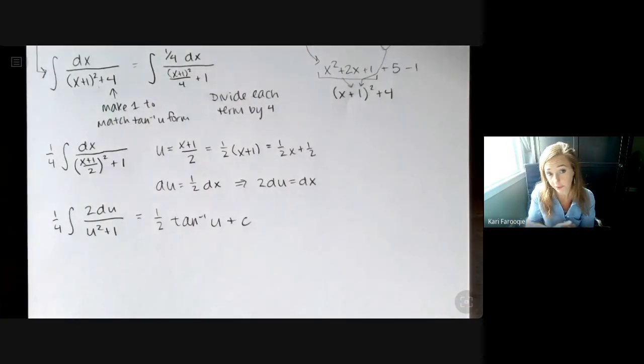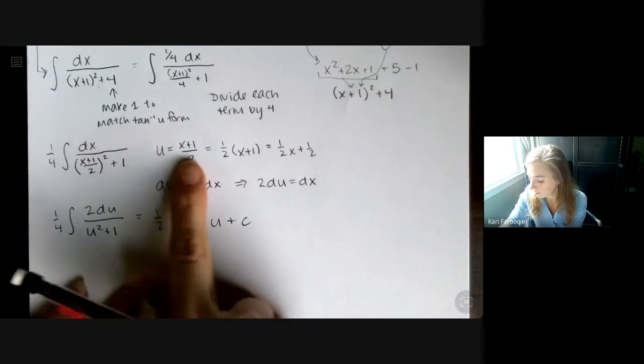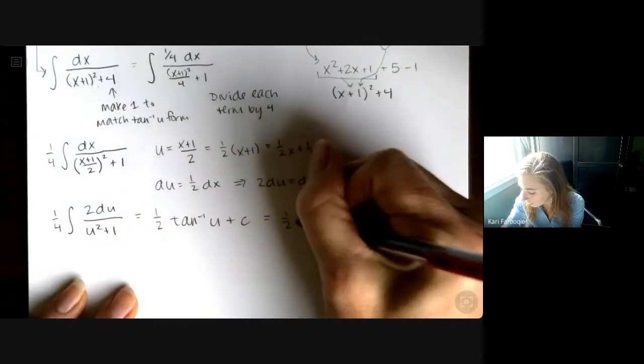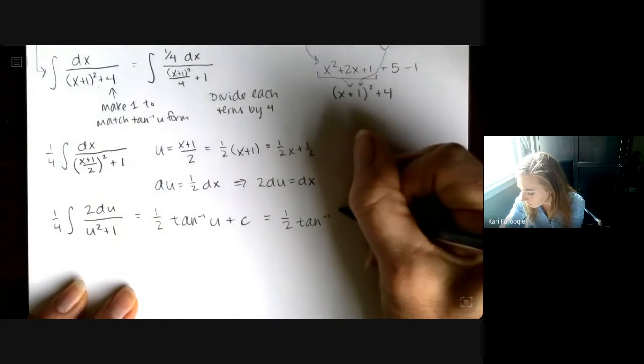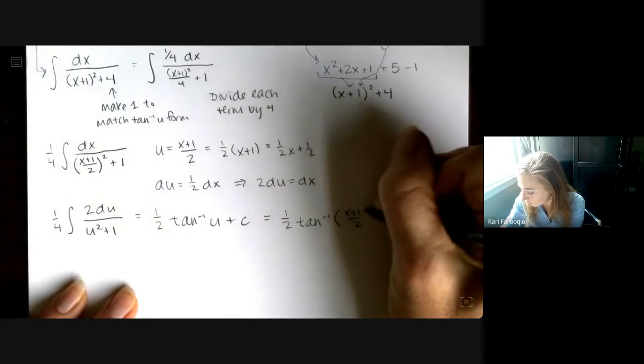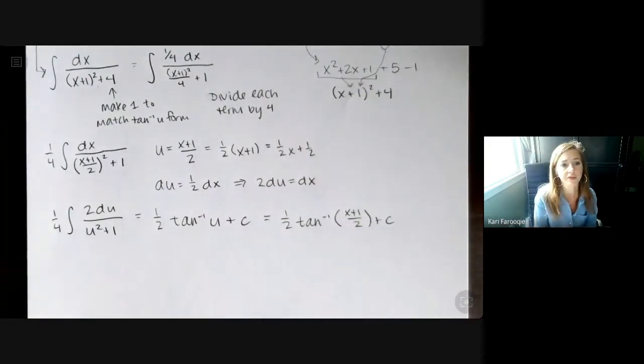And then go ahead and back substitute for x. So you can say now that this is 1/2 times the inverse tangent of (x plus 1) over 2, plus c.